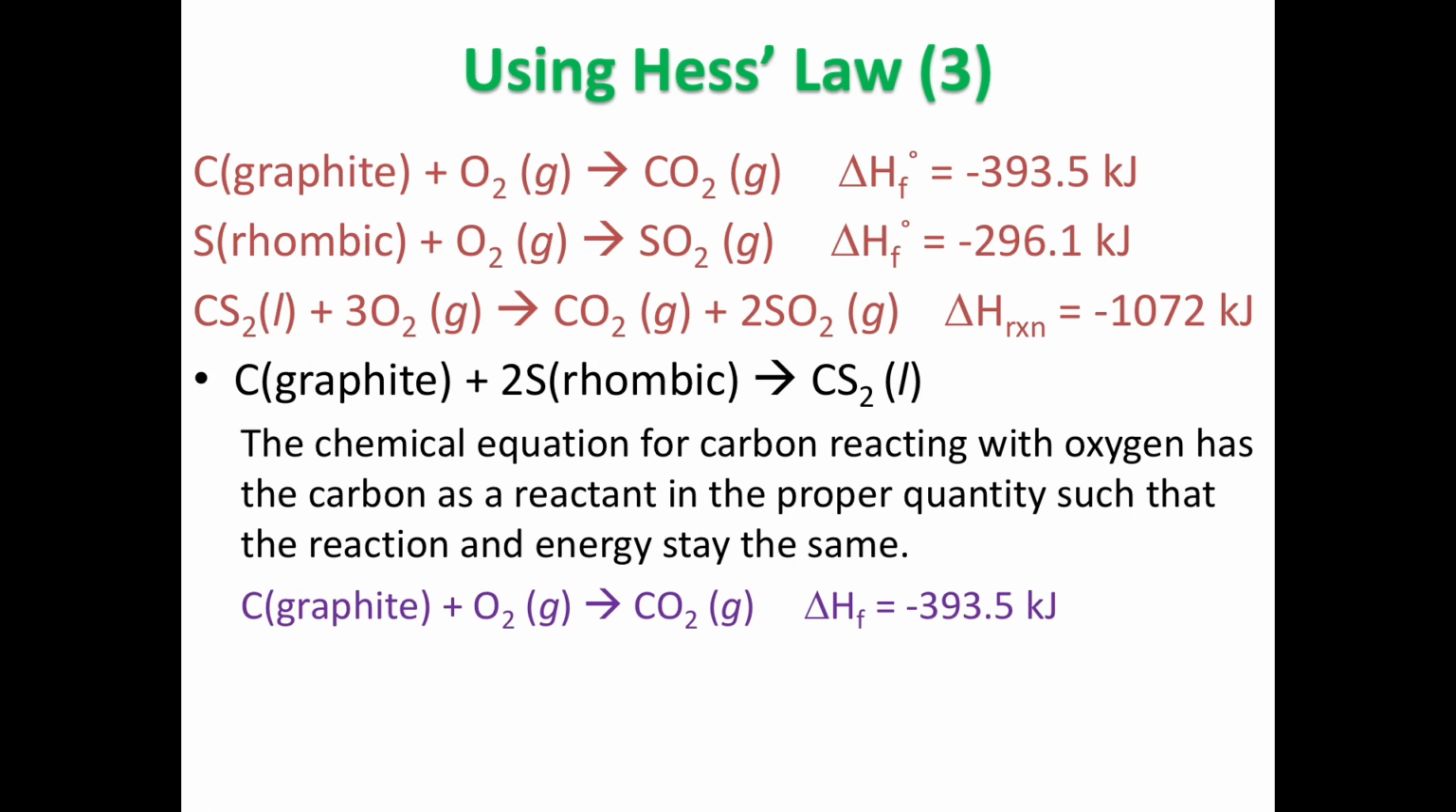First, let's consider graphite, carbon, in the overall equation. If we look at the first equation, graphite plus oxygen makes carbon dioxide. Carbon is the reactant in the proper quantity such that the reaction and the energy will stay the same. Thus we have carbon as graphite plus oxygen makes carbon dioxide as a gas, with the enthalpy of formation of negative 393.5 kilojoules.